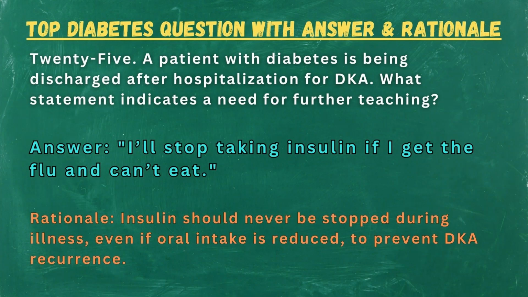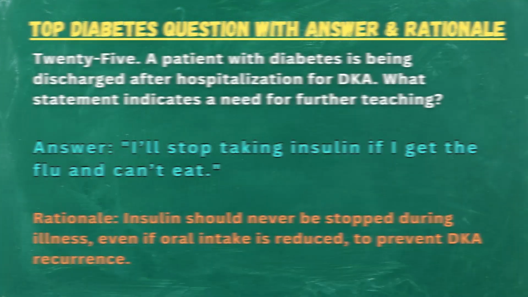25. A patient with diabetes is being discharged after hospitalization for DKA. What statement indicates a need for further teaching? Answer: I'll stop taking insulin if I get the flu and can't eat. Rationale: insulin should never be stopped during illness, even if oral intake is reduced, to prevent DKA recurrence.